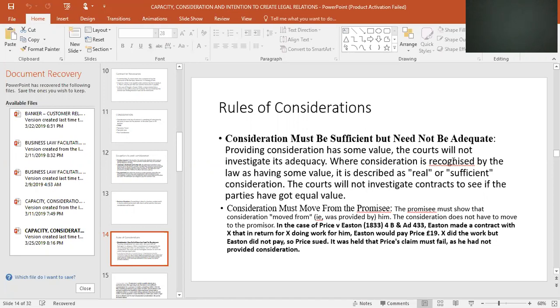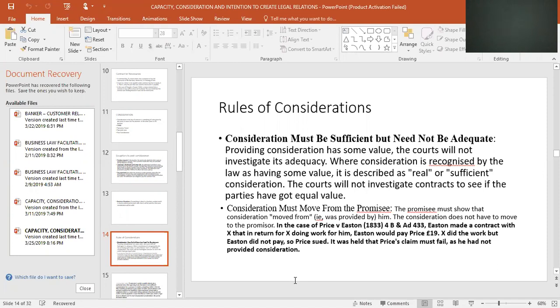And then the second one is consideration must move from the promisee to the promisor. So we are saying that the consideration must move from promisee to promisor. Now, the promisee happens to be the person to whom the promise is being made, and the promisor happens to be the one making the proposal or making the agreement.